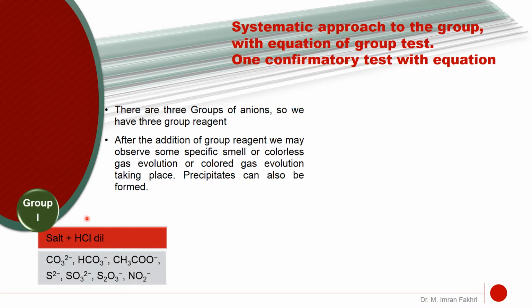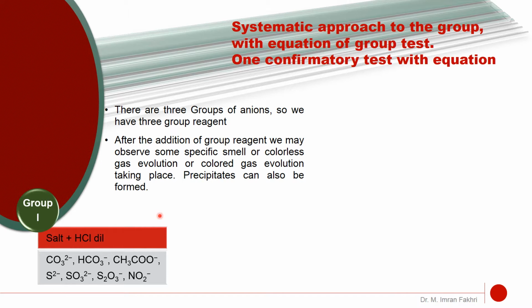In the first group, we have to add dilute HCl to the salt. We have to take the salt in a test tube and add dilute HCl. So evolution of gas can take place, or colored gas, or a specific smell may be observed. So the following anions can be present.